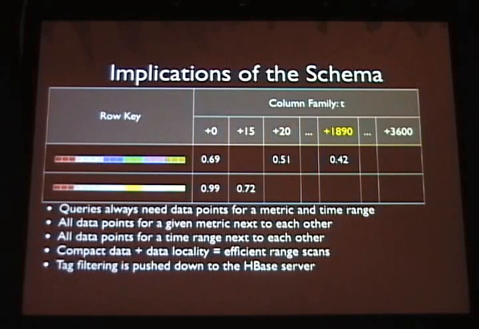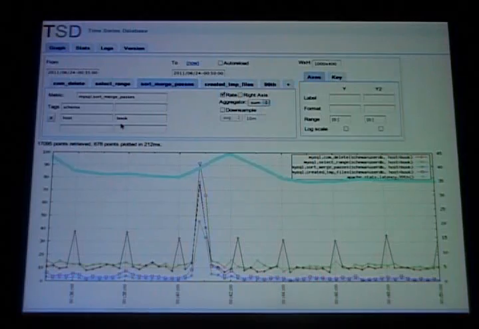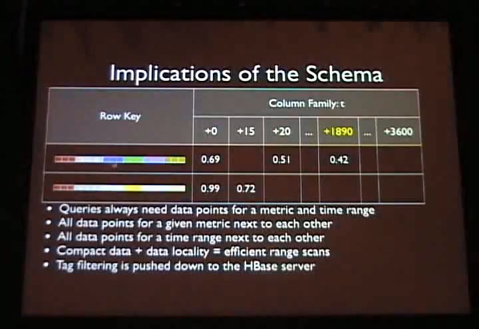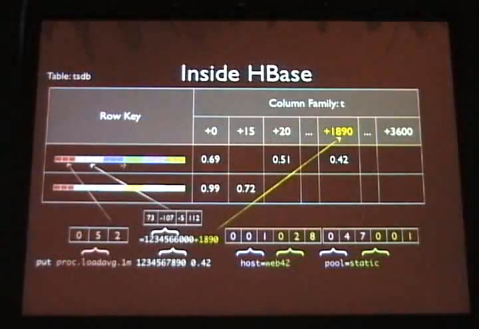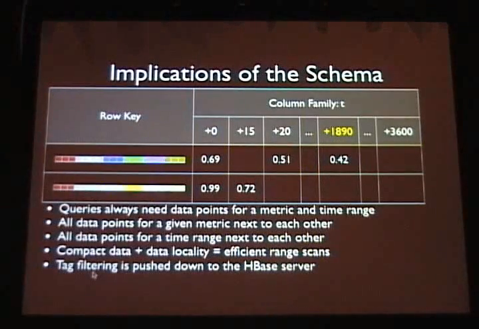The other thing that you need is, like I was doing in those graphs where I'm specifying tags, in this case I'm specifying a host name, you can see that the tags here are the last things in the row key, and I'm going to push down the filtering of those tags to the HBase region server. So it's going to be up to the region server to return only the rows that have the tags I'm interested in.